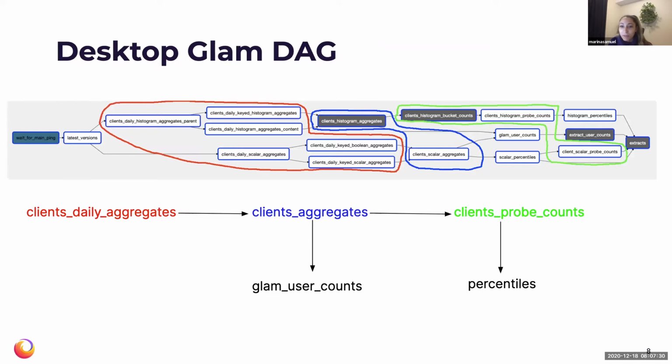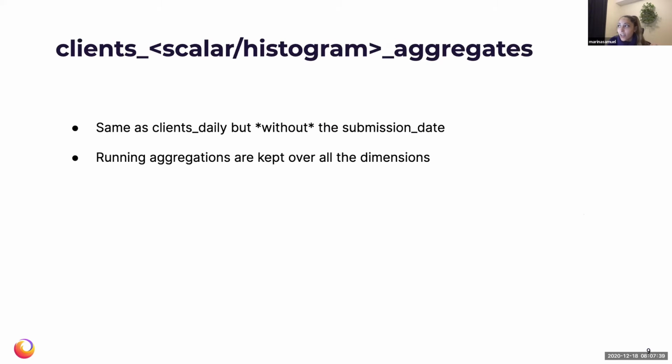Okay, so now going back to the image, I pretty much just described everything in the red bubble. And so I'm gonna go on to the blue bubble. So for clients aggregates, as you may have guessed by the names of the tables, the main difference is that they're aggregated without submission date. So they have essentially the same schema, but they're aggregated across the same dimensions. The key thing to note here is that since there's no submission date, we keep running counts that are updated for each scalar and histogram.